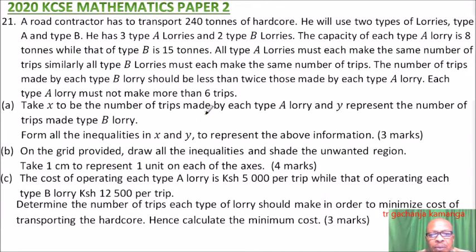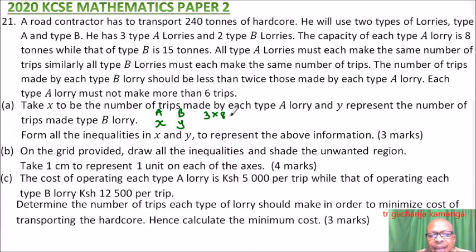So, first of all, let's have a look at part A. We say A is represented by X and B is represented by Y. Using the information given, we are told the 240 tons are to be transported. And how are they going to be transported? We have three type A lorries. Type A is carrying a capacity of 8 tons.